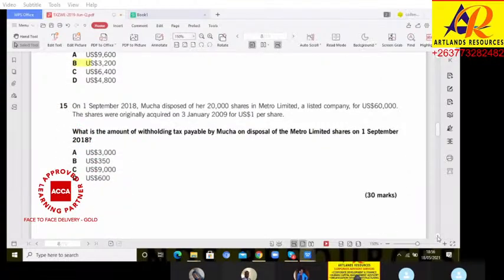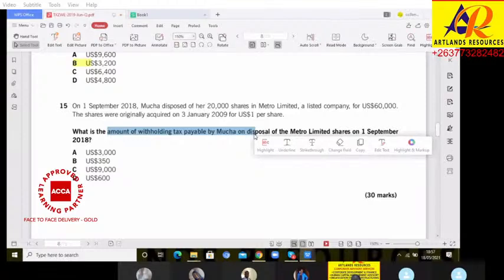Right. On 1 September 2018, Mucha disposed of 20,000 shares in a listed company for 60,000. The shares were originally acquired on 3 January 2018 at $1 per share. Now, when you are answering this question, I don't want you just to rush and say 1%. Remember, for listed shares there is withholding tax, and your final tax, unlike unlisted. 1% multiplied by 60,000.